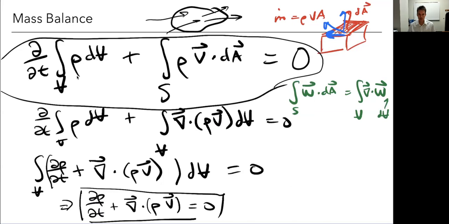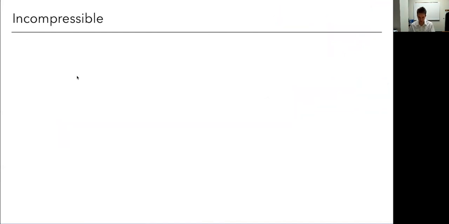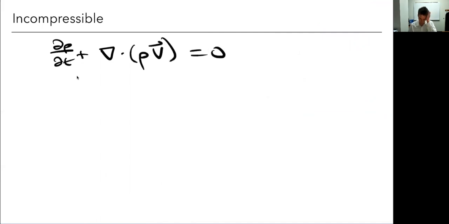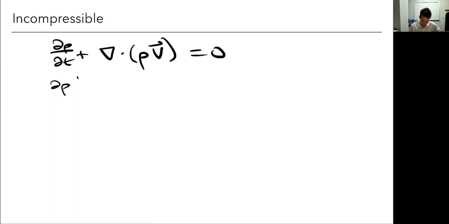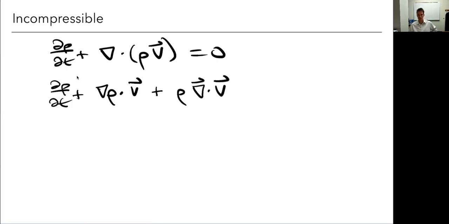Okay, so before we get to the momentum, let's unpack this a little bit and think about what would occur for an incompressible flow. So let me write the same equation that we just had in differential form. It was d rho dt plus the divergence of rho V equals zero. Now we can expand this term by the product rule, right? So I have d rho dt plus the gradient of rho dotted into V, that's the first term, plus rho times the divergence of V. Okay, so that's just expanding from the product rule.